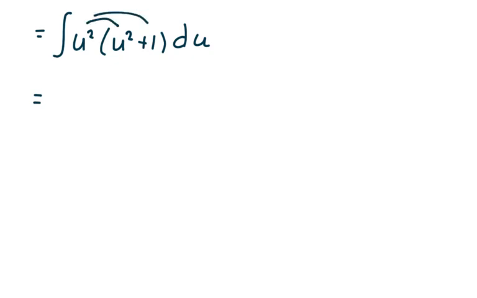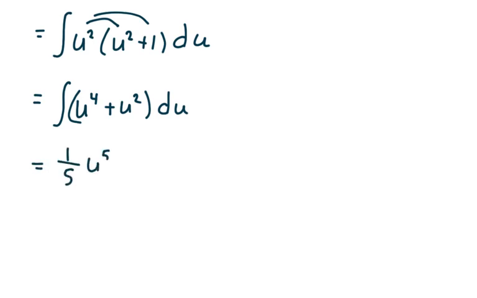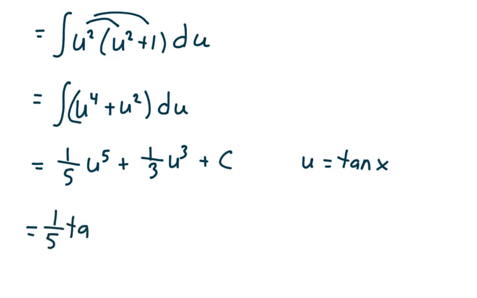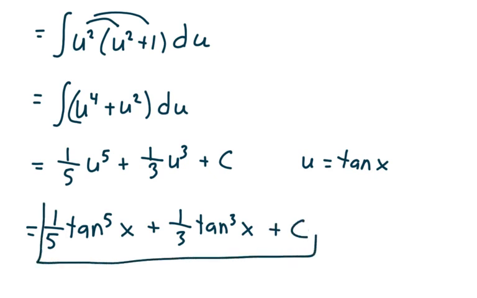If I distribute the u squared inside, I get the integral of u to the 4th plus u squared du, which is 1/5 u to the 5th plus 1/3 u to the 3rd plus c. But remember that u is tangent x. So this is 1/5 tangent to the 5th x plus 1/3 tangent cubed x plus c. And that's how we do example 2.